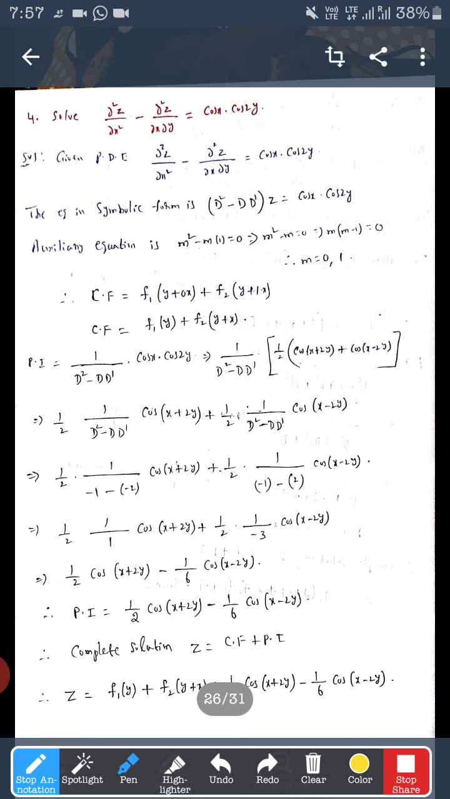So, for coming to PI, we are applying this standard formula. So 1 by 2 into (D square minus D') into cos of (x plus 2y) plus 1 by 2 into (D square minus D') cos of (x minus 2y). In place of D square, we write minus a square, that means minus 1, this one.